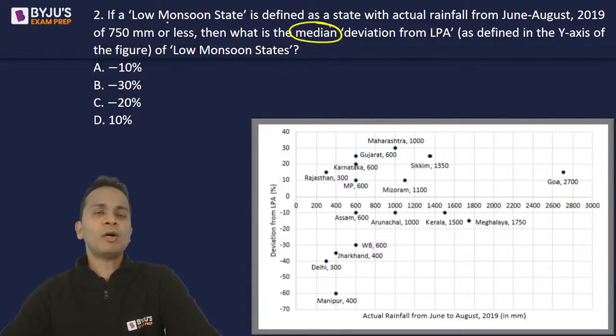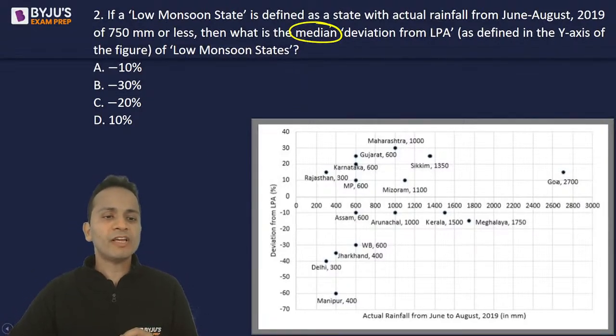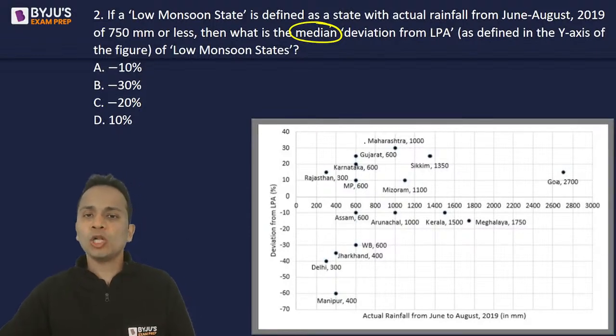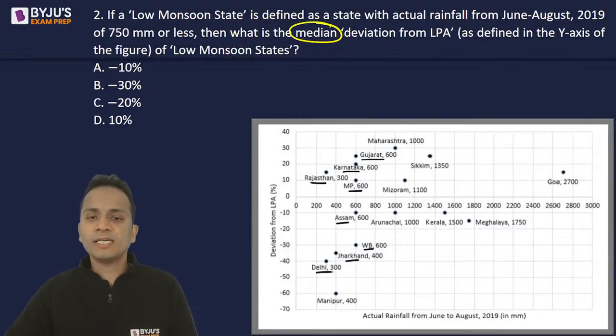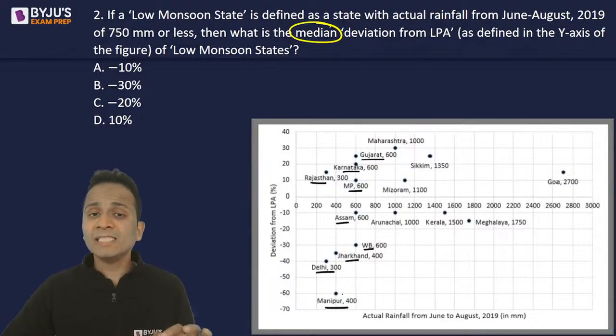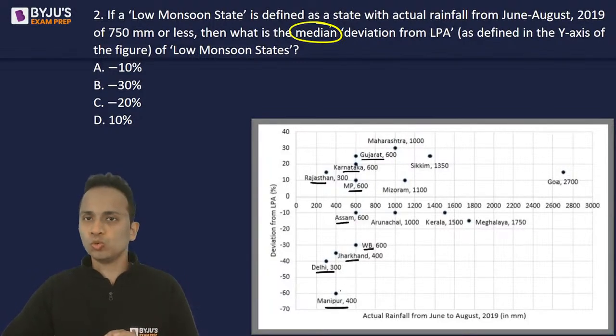So now they are talking about low monsoon states having rainfall of 750 or less. So let's mark all these states. So it is Gujarat, Karnataka, Rajasthan, MP, Assam, West Bengal, Jharkhand, Delhi, and Manipur. 1, 2, 3, 4, 5, 6, 7, 8, 9. There are 9 states with low monsoon.